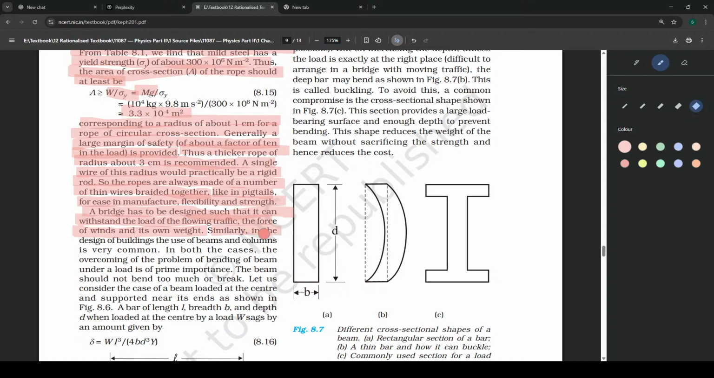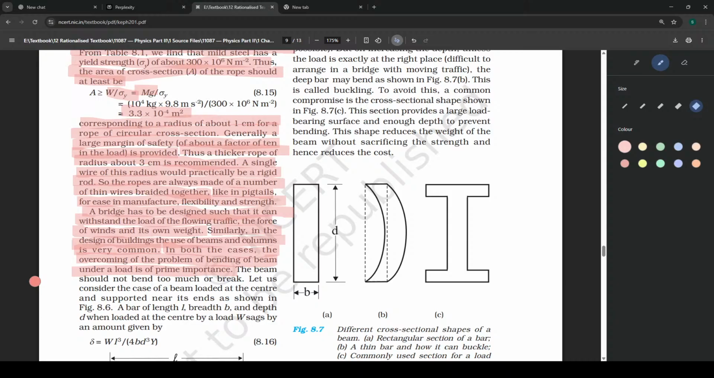Similarly, in the designs of buildings, the use of beams and columns is very common. The building's whole structure, whole support is through the beams and columns, which maintain the endoskeleton of the building. In both cases, that is bridges and buildings, overcoming the problem of bending of the beam under a load is of prime importance.